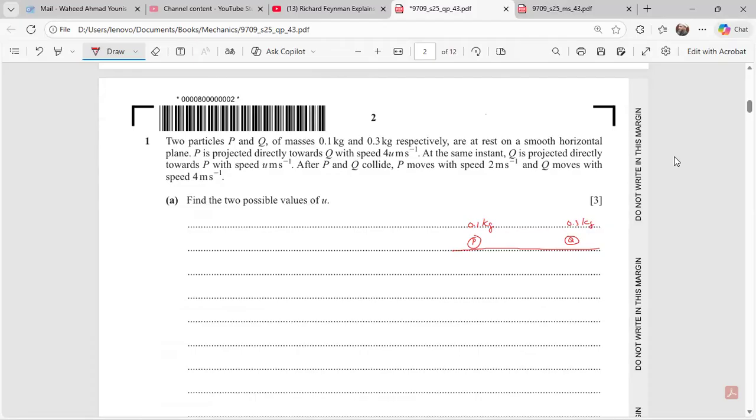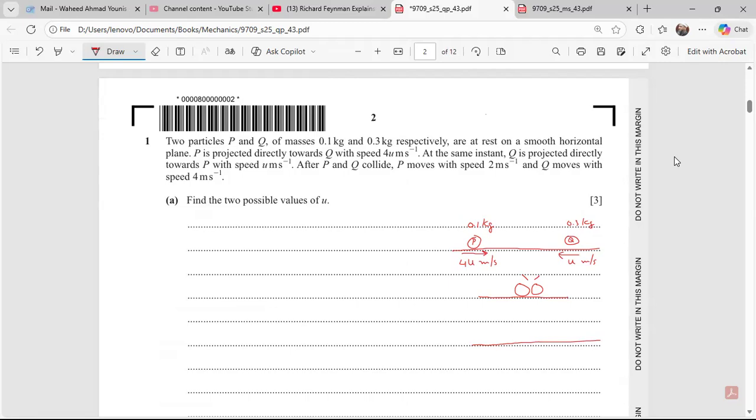Okay, and P is projected directly towards Q with a speed of 4u meters per second. At the same time, Q was projected towards P, and the speed of Q was u meters per second. Okay, now what will happen? Of course, they'll collide with each other, right? So they will collide with each other, and as a result, they will move again.